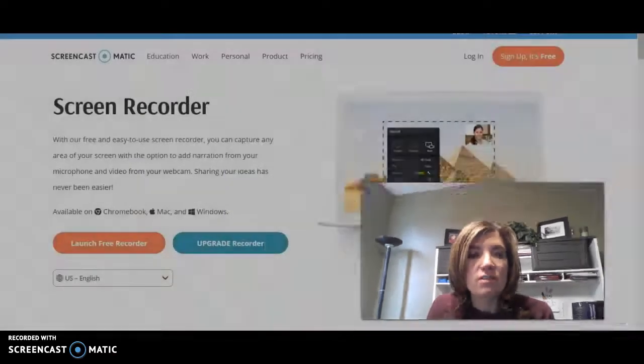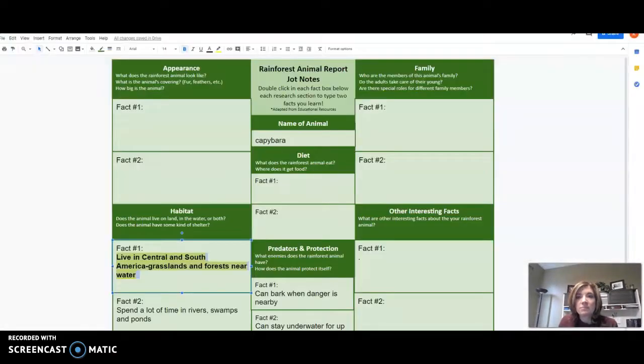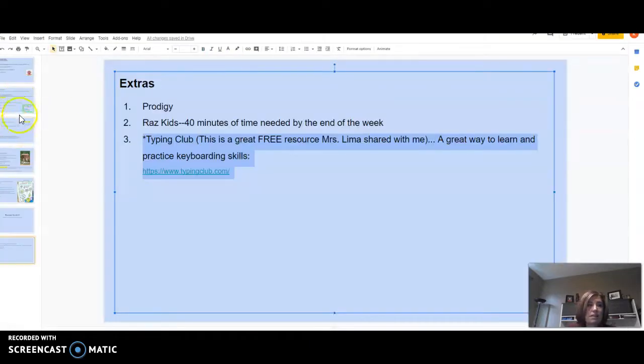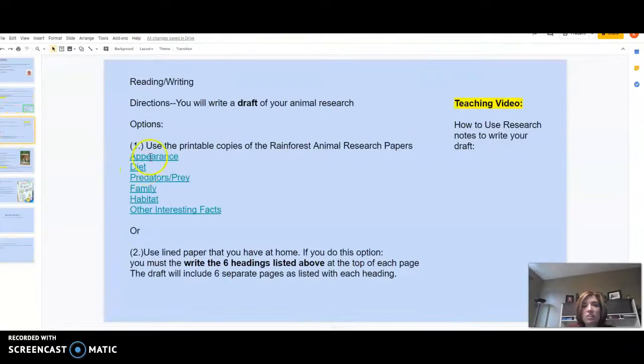The first thing I want to share with you today are the notes that you're going to use. So you should have your notes. You still should have access to those by clicking on the link that I emailed your families. So you'll have access to your research. And then what you're going to be doing is writing this as nonfiction writing on the paper that I provide in the Google slide presentation. So let me show you that.